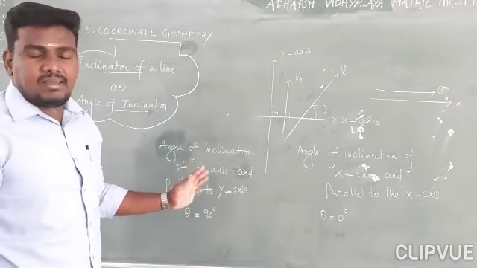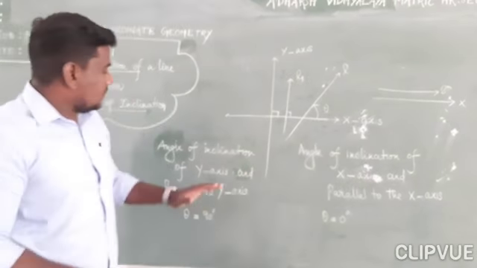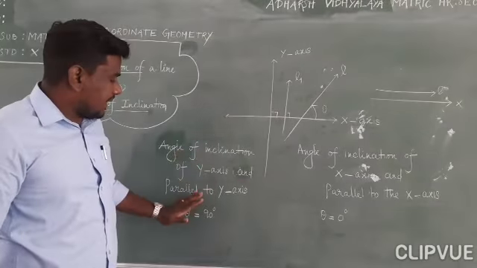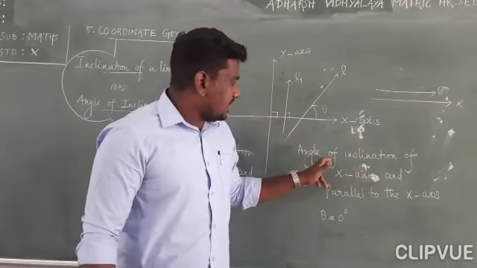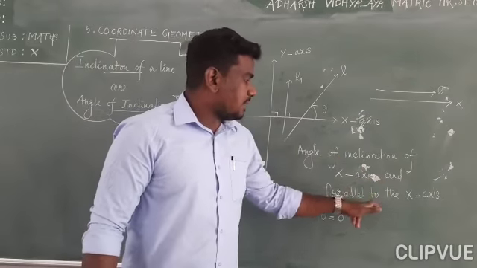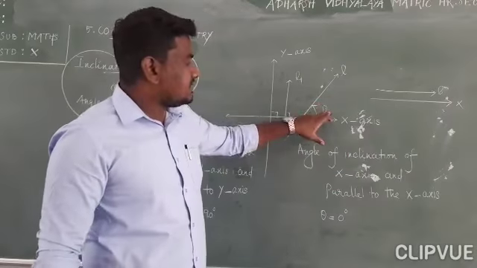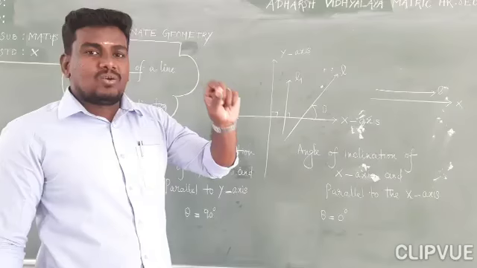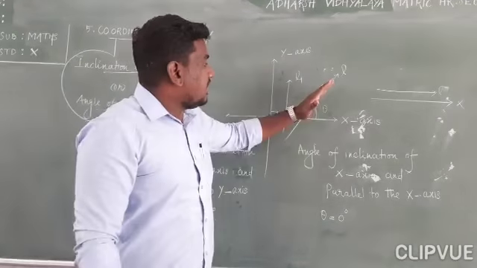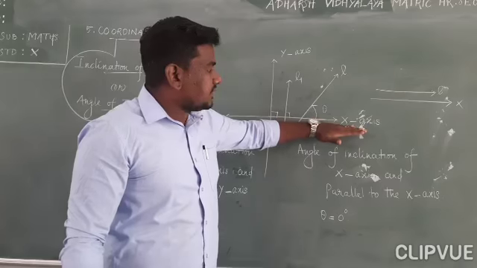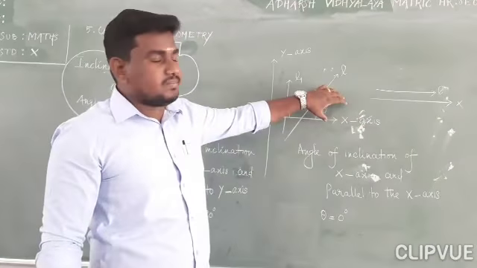These two are very important; we may be asked questions on them. So for the y-axis and lines parallel to the y-axis, theta is equal to 90 degrees, and for the x-axis and lines parallel to the x-axis, theta is equal to 0 degrees. The angle of inclination is an angle we calculate in the positive direction, anti-clockwise. It is the angle the line makes with the x-axis. That is called the angle of inclination.